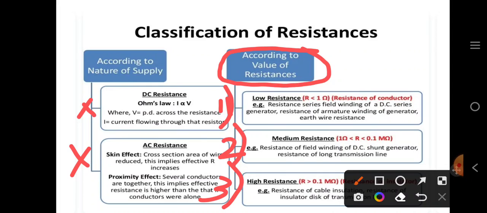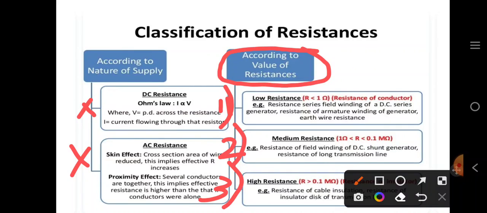If the range of the resistance is below 1 ohm, then the resistance is called low resistance. For example, the resistance of the series field winding of a DC series generator, the resistance of the armature winding of a generator, and earth wire resistance. All are three examples of low resistance.